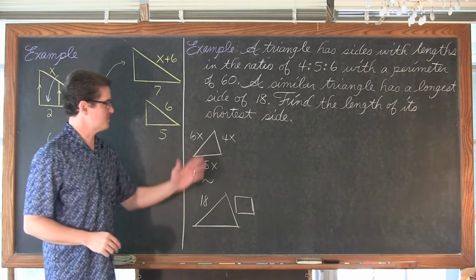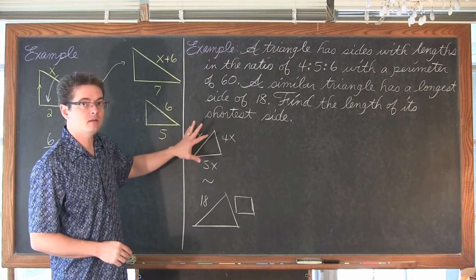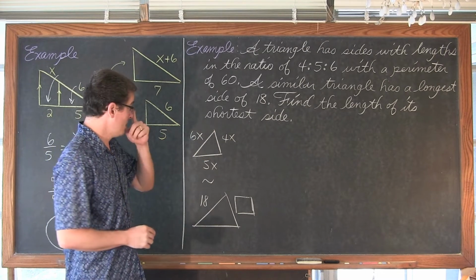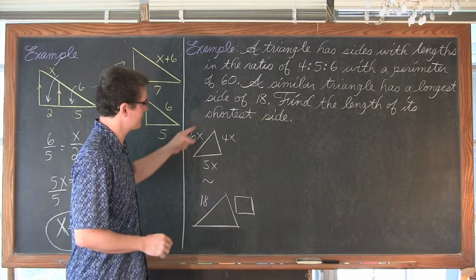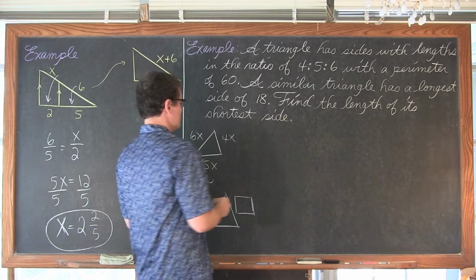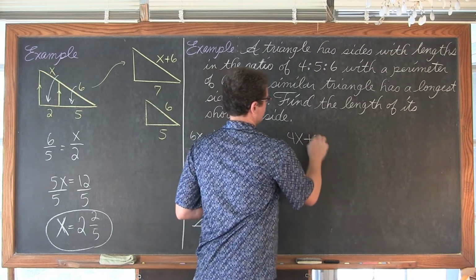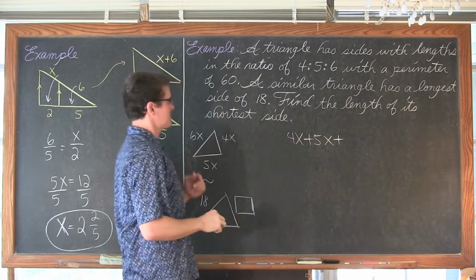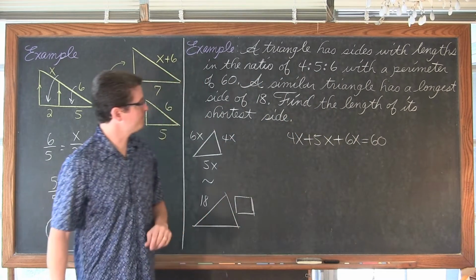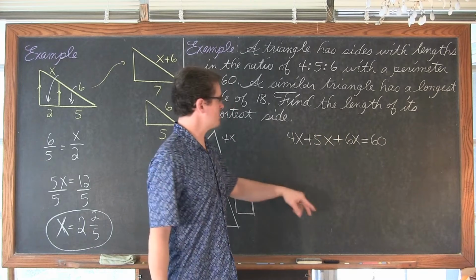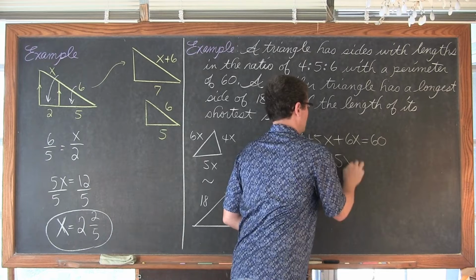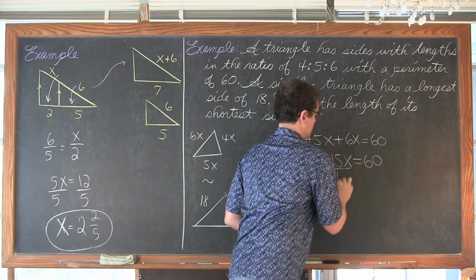I'm probably going to run out of room, so let's first figure out the sides of this first triangle that has a perimeter of 60. Well, these three unknown lengths have a perimeter of 60, which means they have to add up to 60. So we have 4x plus 5x plus 6x is equal to 60. Adding like terms, 4 and 6 is 10, and 5 is 15, so we have 15x is equal to 60.